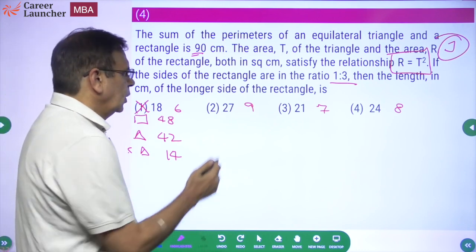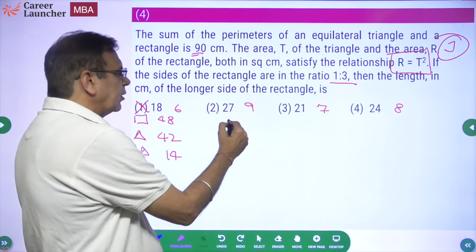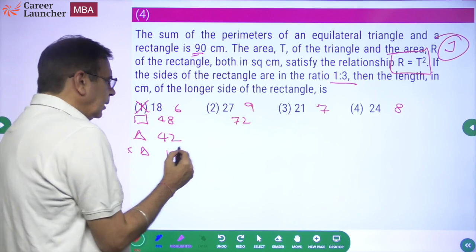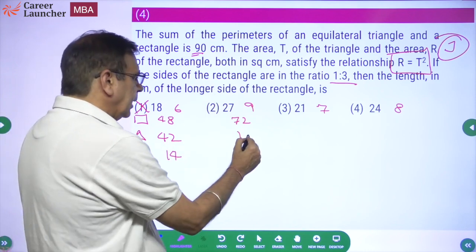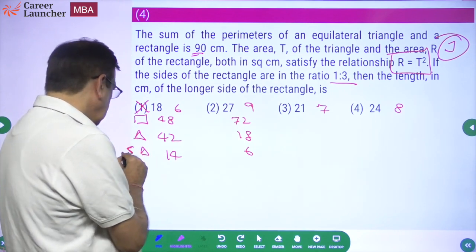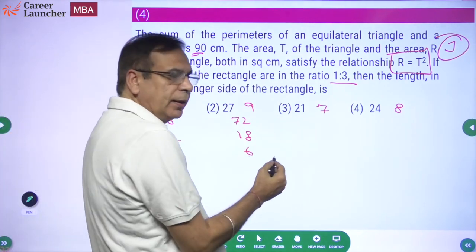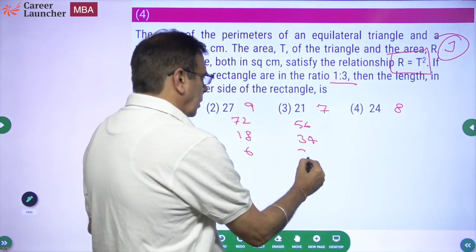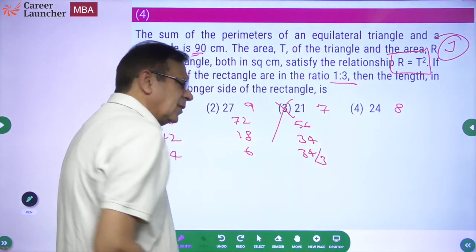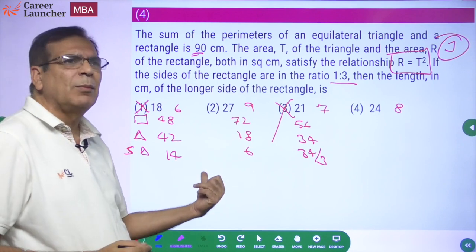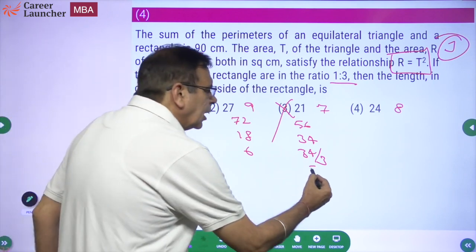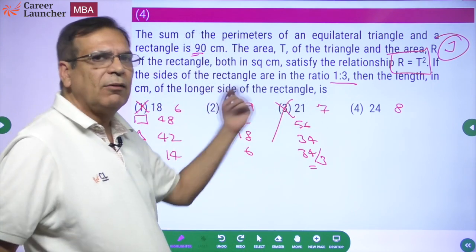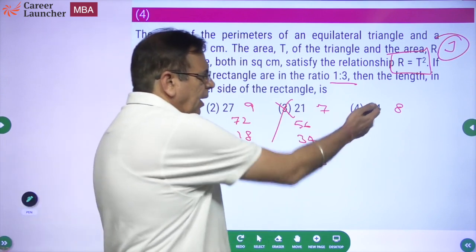Okay. Next one. 27 and 9. What is the perimeter? 36 into 2, 72 is the perimeter of the rectangle. That means perimeter of the triangle will be 18, or side of the triangle will be 6. Right? Similarly, 21 plus 7, 28 into 2, 56. 90 minus 56, that means 34. Each side will be 34 by 3. Galat hai. Yeah, you cannot have a decimal on one side and not a decimal on the other side. What this means is area of the triangle will be in decimals. But the area of the rectangle is not in decimals. ये तो choice ही गलत है. अगले पे आ जाते हैं.